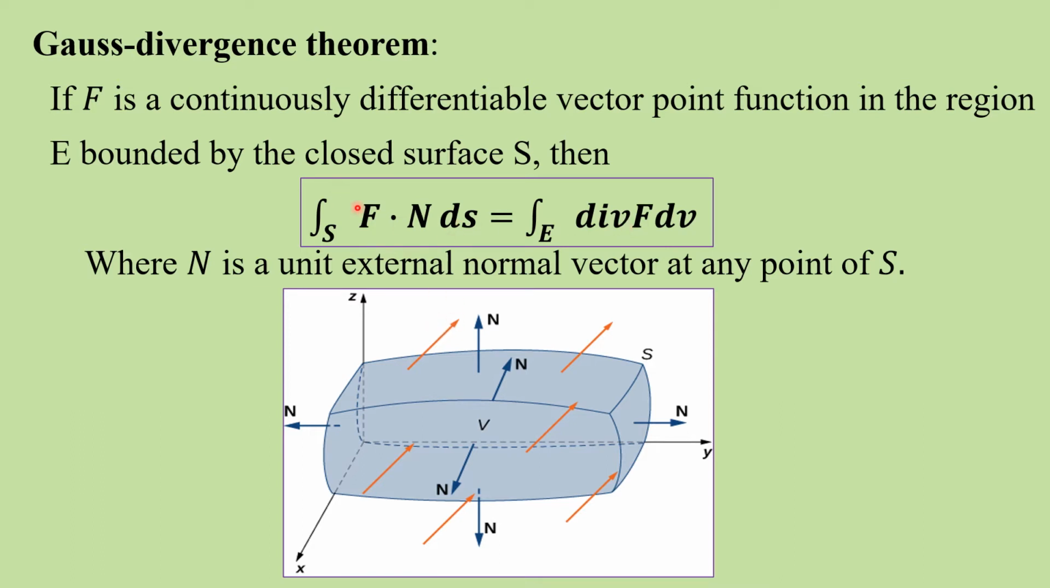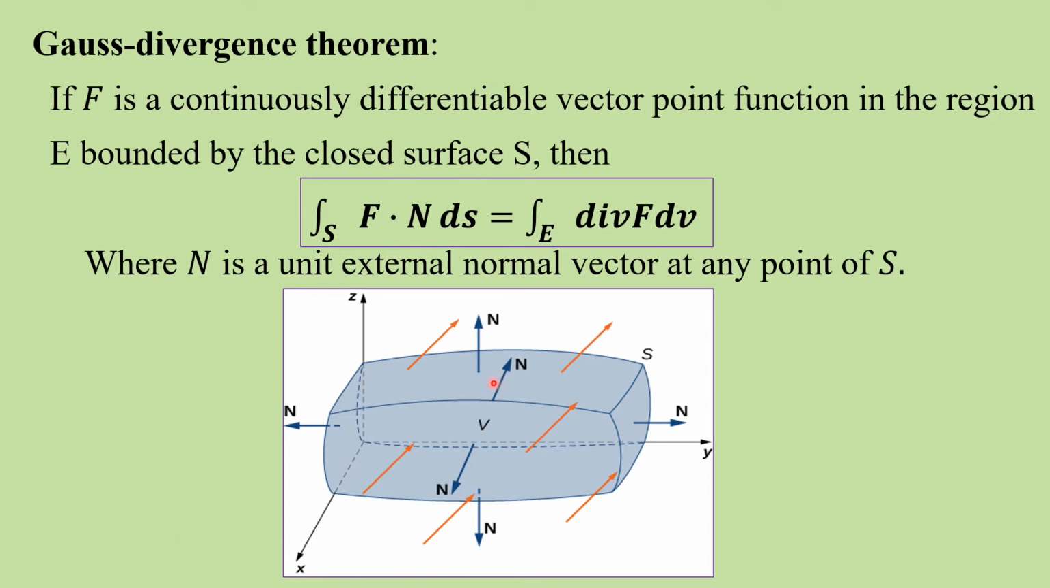Just get the divergence of f, then you have to find the volume integral. The volume integral is nothing but a triple integral over the given region. So we have to identify the limits corresponding to z, x and y, and thereby we can reduce our work. That is one of the uses of the Gauss divergence theorem. So I hope you understood this.